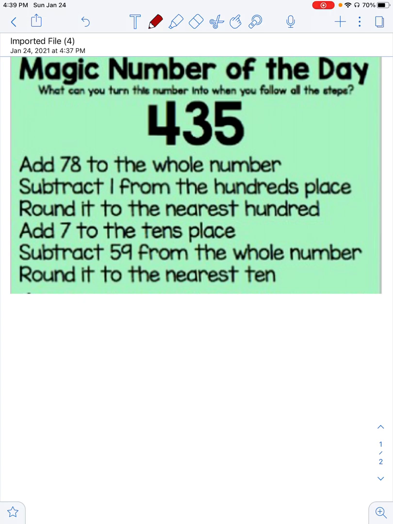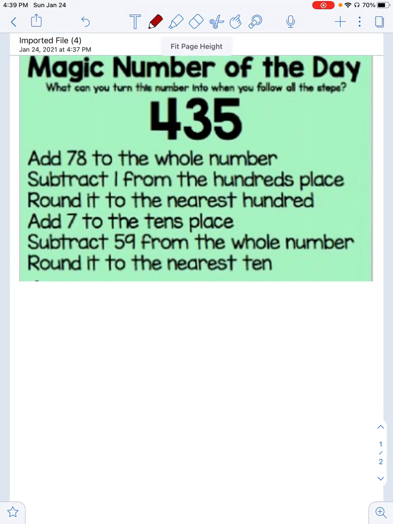All right, so I start with 435, and then I go right in order with each direction. I do them one at a time until I'm done with all of the directions, and then that will be the magic number. Okay, so I start with 435. It tells me to add 78 to the whole number. Okay, so I'm just going to add 78 to it.